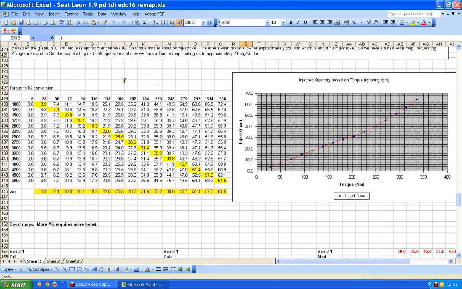If I then go to my torque to IQ conversion chart, this one, which again was pulled straight off the same file, I turned it into a graph. So if I want to get a vague idea of what 280 is talking about, that would be there. And 280 there is somewhere in the region of 50 milligrams. So I'm limiting to 50 milligrams. Yeah, I mean, it's very close to 50 milligrams according to that.